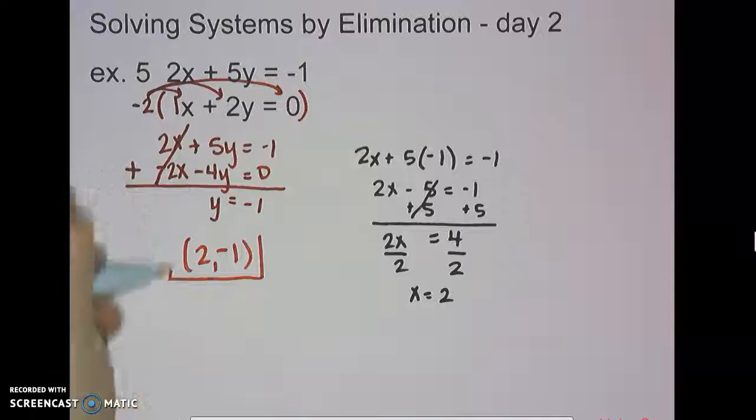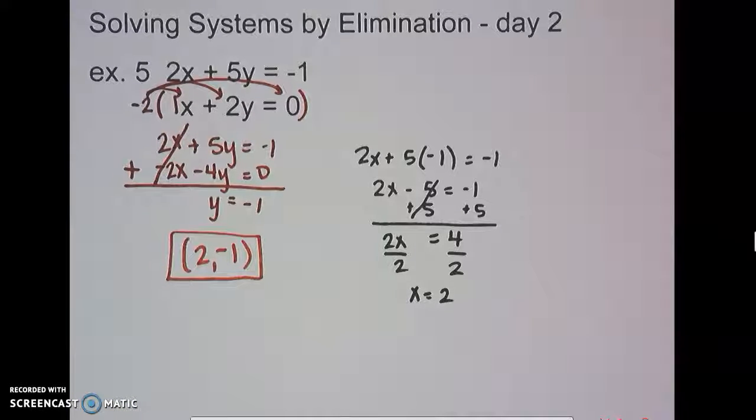We can take that and plug it into the calculator to see what it looks like graphed, or we can plug the numbers in, but it does work in both equations. So that is our solution.